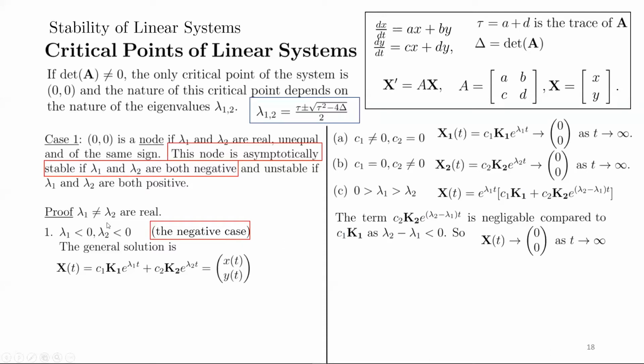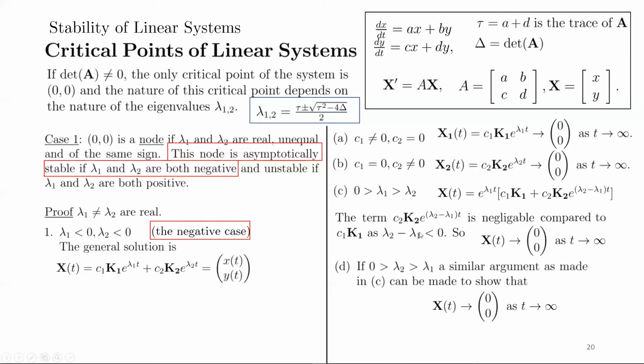So in the case that both eigenvalues are real, unequal, and of the same sign, we have a node. And in the negative case, where they're both the same sign and negative, we always approach that critical point 0, 0. And you can make the same argument actually if lambda 1 is less than lambda 2, in fact. We always approach the critical point as t goes to infinity.